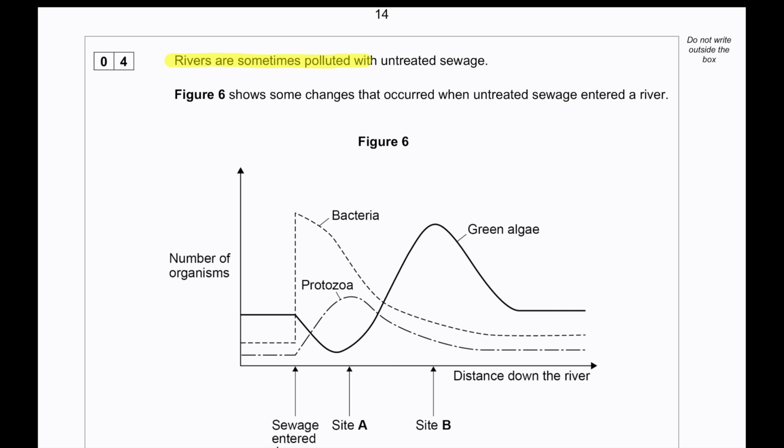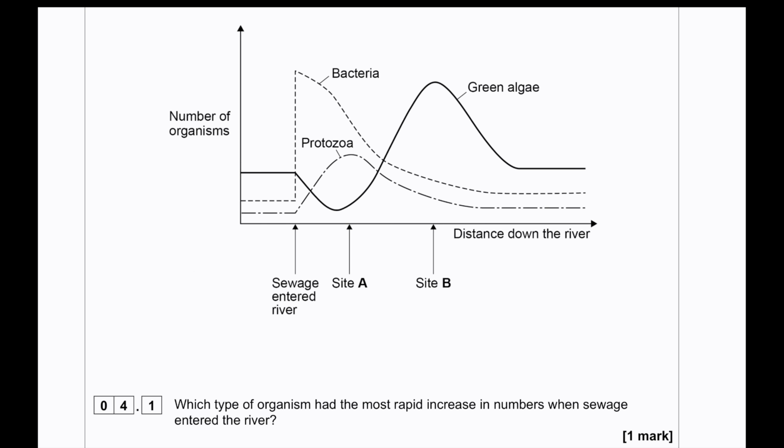Rivers are sometimes polluted with untreated sewage. Figure 6 shows some changes that occurred when untreated sewage entered a river. We can see the number of organisms as the sewage water entered the river increased, specifically bacteria. But then at site A and site B, as the distance down the river increases, the number of bacteria decreases. However, the number of green algae initially, before the sewage entered the river, was constant. Then it decreased immediately and then started to increase rapidly until it reached site B. After site B, the green algae decreases again, almost coming back to normal level.